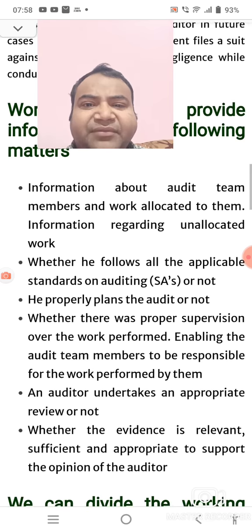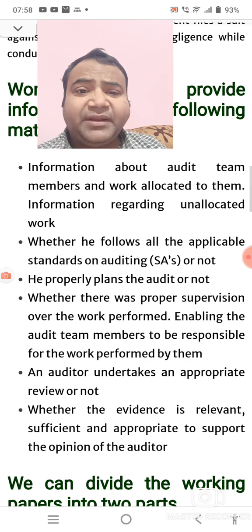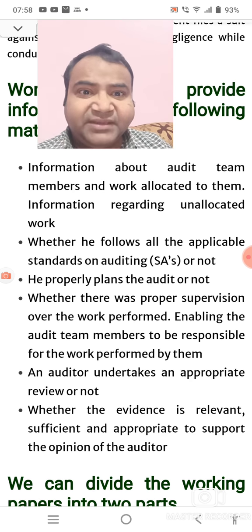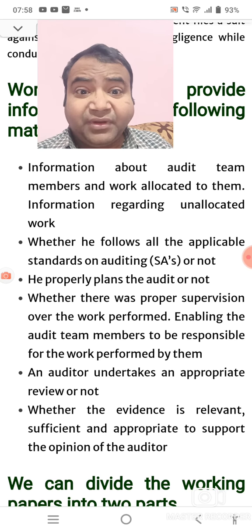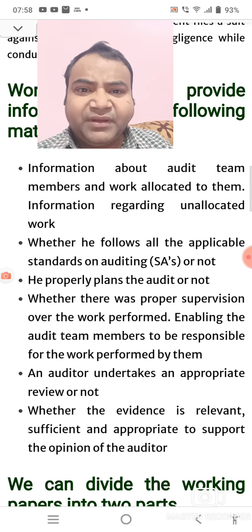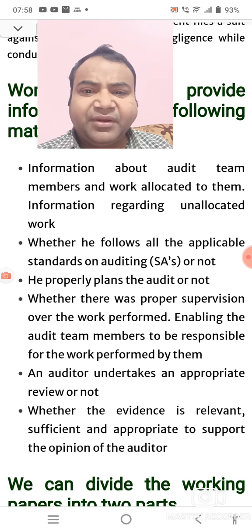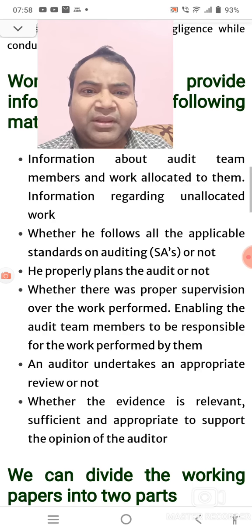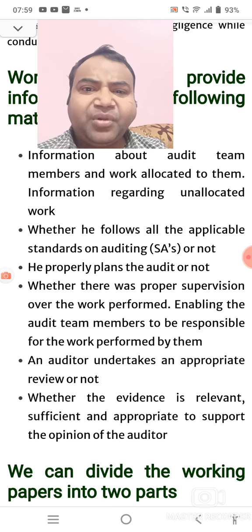So basic information will be given with respect to the audit team members and whatever work is allocated between them, whatever work is assigned to each particular audit member. Information regarding unallocated work, the work which has not been assigned, will also be given in working papers, so that in future those unallocated areas of work will also be given due importance.